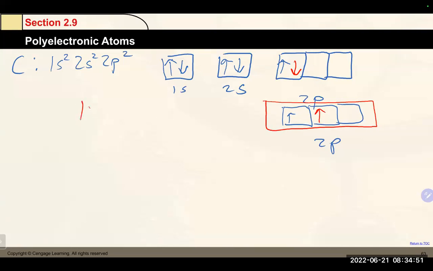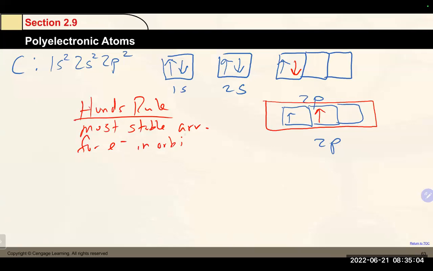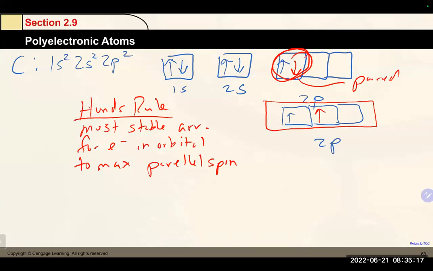And this is what is referred to as Hund's rule. Hund's rule basically says that the most stable arrangement for electrons in an orbital is to maximize parallel spin. So earlier we talked about this idea here, which is paired spin. So that clearly is not maximizing parallel spin. Parallel spin is where everybody's heading in the same direction. And that is what we would see in this configuration here.